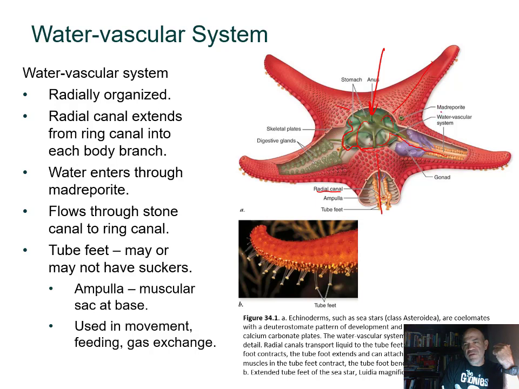And what happens here is the water enters from a sieve plate. It's also called a madreporite, which is this term right here, madreporite, or a sieve, which is sort of a filter. So there's little tiny pores in there, so the water's sort of filtered, and then it goes down through a structure called a stone canal, and then from there throughout the rest of the water vascular system. So again, it's radially organized, and those canals extend from the ring outward, from the ring canal. And the stone canal I mentioned, that comes from the madreporite, or sieve plate, down to the ring canal.